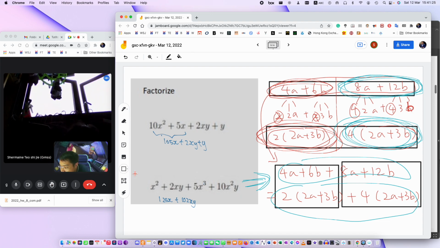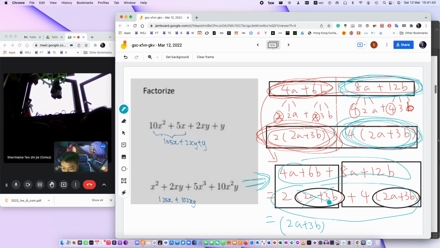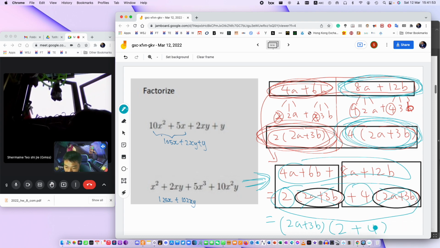Okay, so now once you end up here, can you see that the 2a plus 3b and 2a plus 3b, they are the common, right? Yeah. So if they are common, what do you do? Take out, right? Once you take out, what do you do? Delete. So if you delete, what do you end up with? 2 here, right? Plus 4 here, right? So you end up with this.